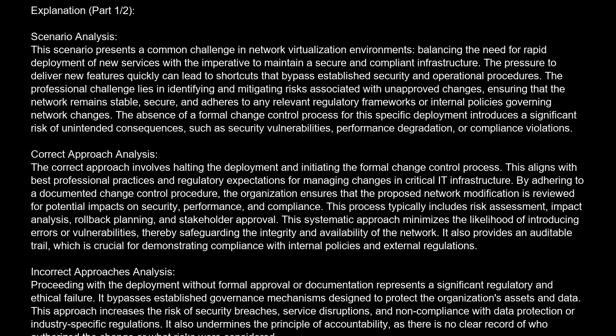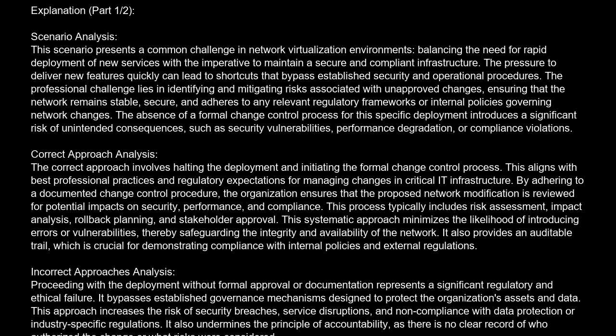This process typically includes risk assessment, impact analysis, rollback planning, and stakeholder approval. This systematic approach minimizes the likelihood of introducing errors or vulnerabilities, thereby safeguarding the integrity and availability of the network. It also provides an auditable trail, which is crucial for demonstrating compliance with internal policies and external regulations.